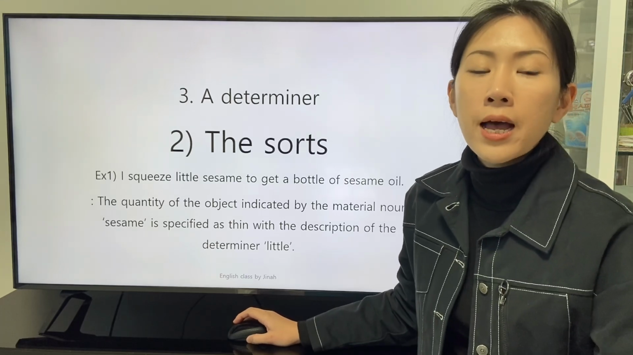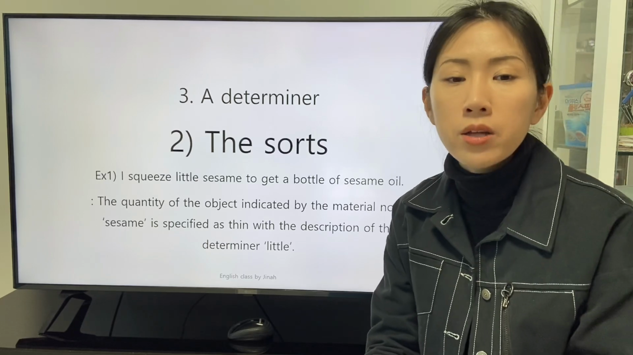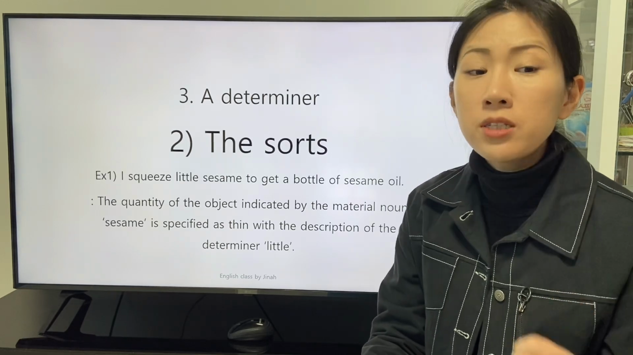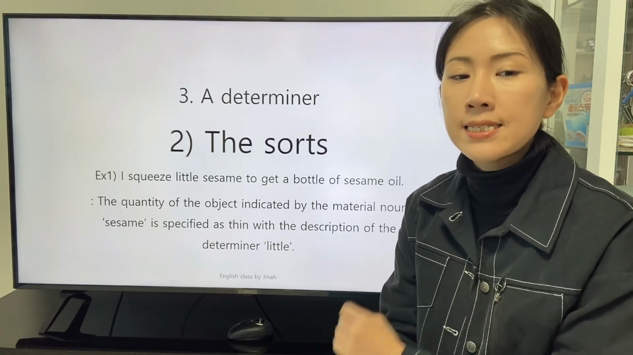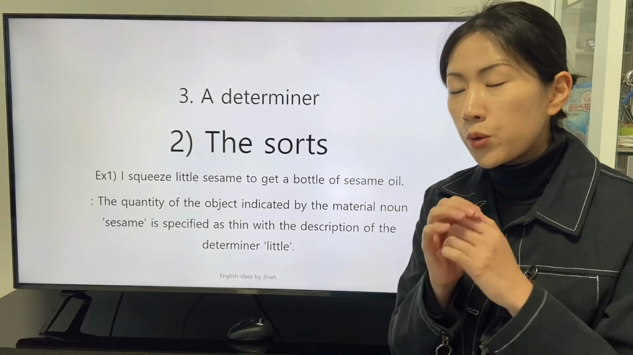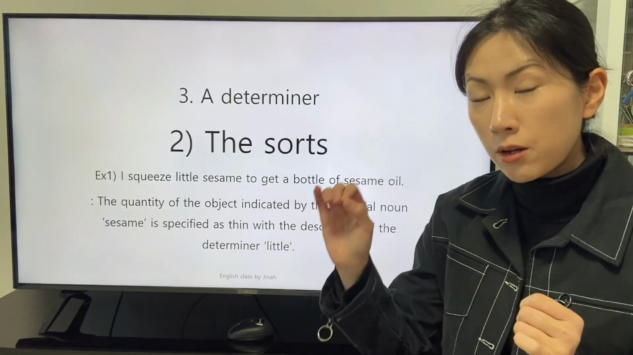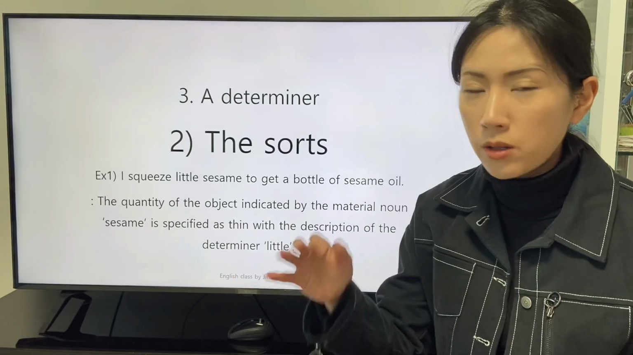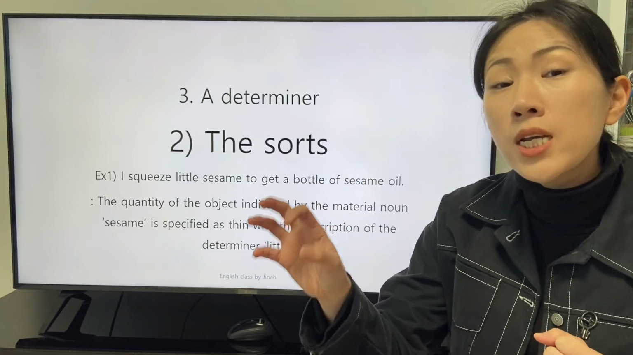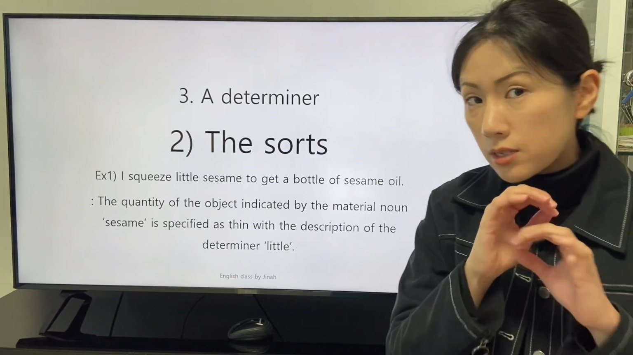There is a clause, I squeeze little sesame to get a bottle of sesame oil. The quantity of the object indicated by the material noun sesame is specified as thin with the description of the determiner little. The unit of the object indicated by the material noun sesame is not a grade in a linguistic group, so the determiner little specifies the quantity of the object indicated by the material noun sesame.